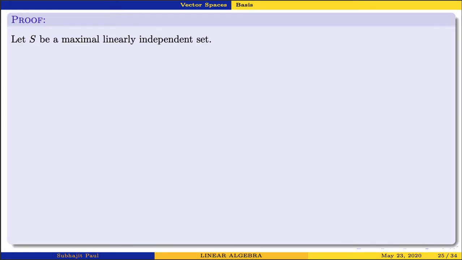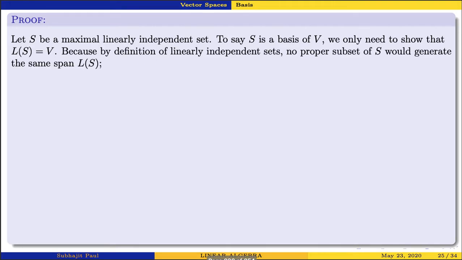So let S be a maximal linearly independent set. We need to show that S is a basis. To say S is a basis of V, we only need to show that the linear span of S equals V, because by definition of linearly independent sets, no proper subset of S would generate the same span as LS. So S will be a basis if S is linearly independent and spans the entire set V.